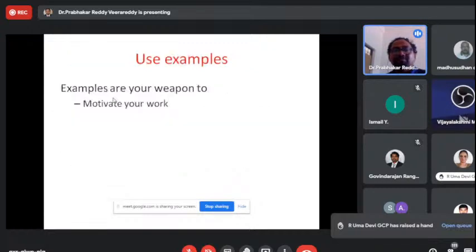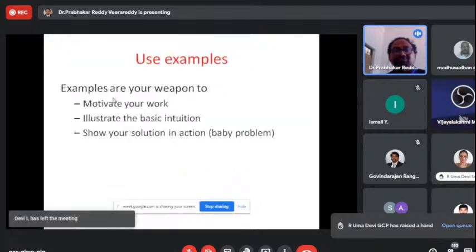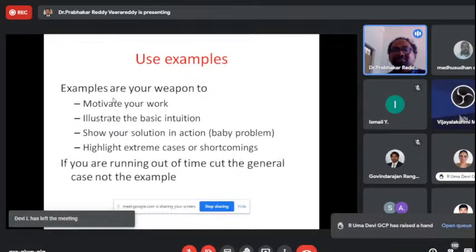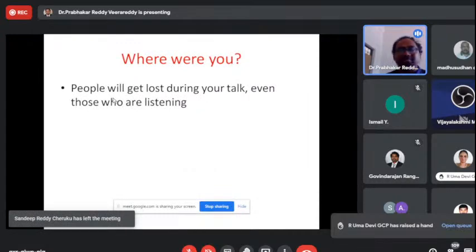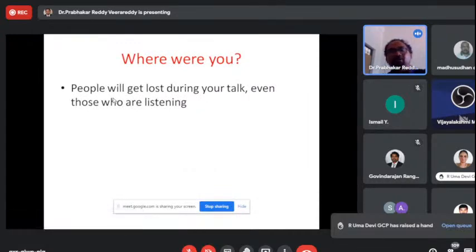Okay? Use examples, motivate your work, illustrate the basic intuition, show your solution in action, highlight extreme cases. If you're running out of time, cut the general case, not the examples. Because sometimes when you go with 100 slides, the time is only half an hour. Then you can cut down and give the important information to the people.